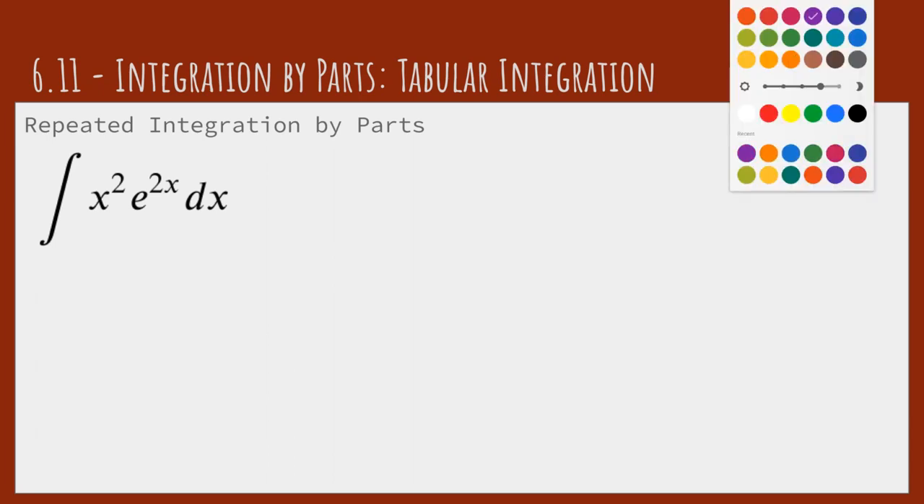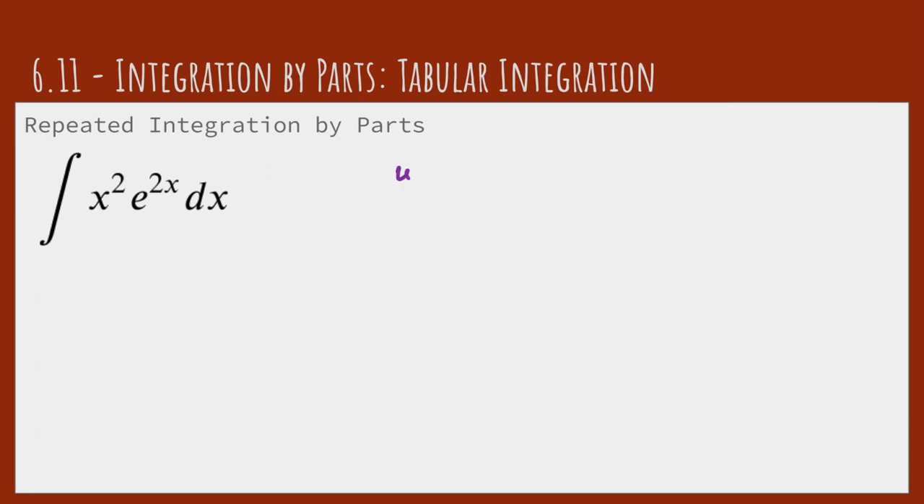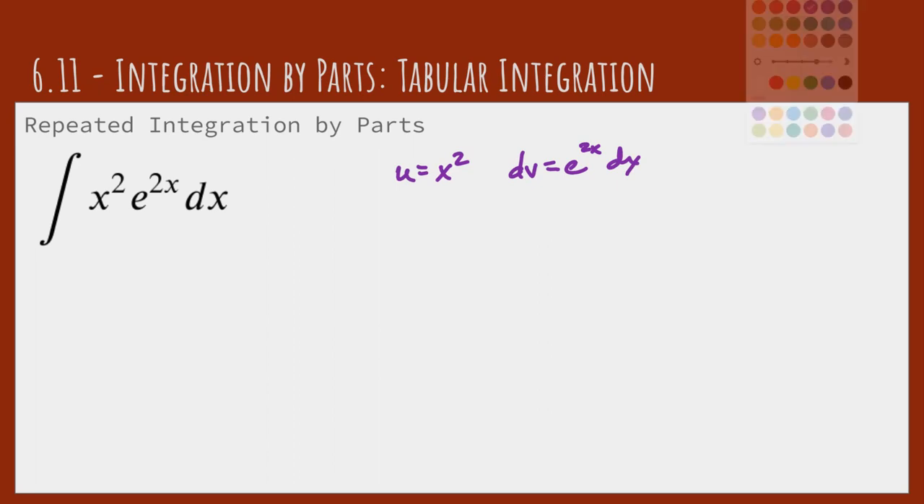So first thing I'm going to do here is choose my u and my dv. Remember, I want to choose u so that when I take the derivative, it gets simpler. My dv, so when I take the antiderivative, it doesn't really get more complicated. So I'm going to choose the e to the 2x for my dv, and that leaves u as x squared. Both of those are going to work for what I was looking for.